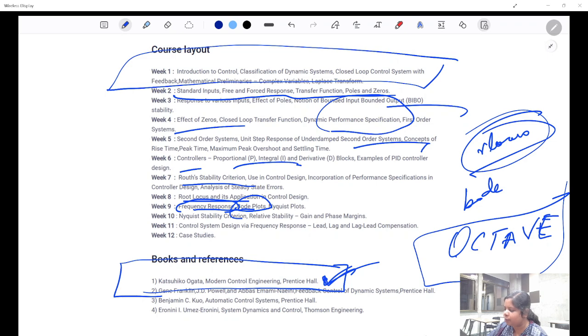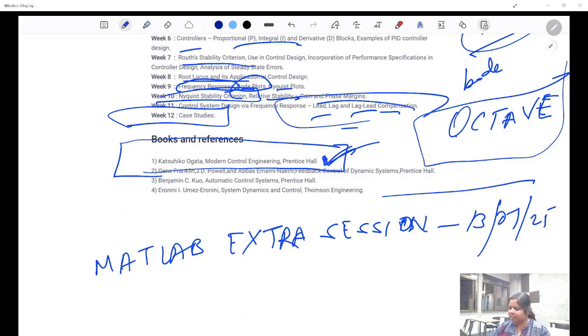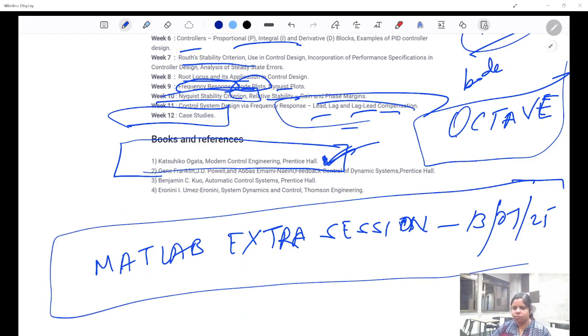Then we constructed Bode plots, Nyquist plots. We also saw Nyquist stability criteria just yesterday. And then we dealt with relative stability, gain and phase margins, etc. Today we covered the lead and lag and lead-lag compensators. So all of these are covered. Then we have case studies coming up, which you will watch as lectures. We don't have explicit questions designed for case studies. So in the next class, we'll be dealing with MATLAB problems only.